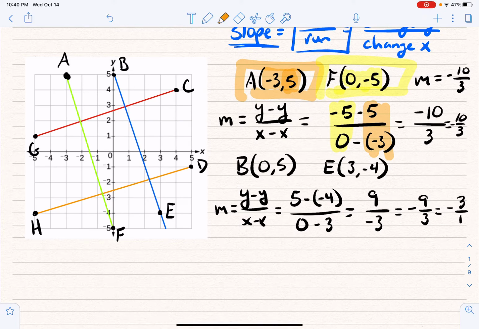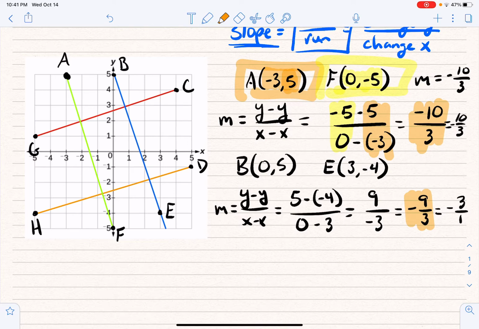My job right now is to say, are these two lines parallel? Is AF parallel to BE? Well, to be parallel, they'd have to have the same slopes. The slope of this one is negative 10 thirds, and the slope of this one is negative 9 thirds. While that's really close, it's not the same. So those two lines are not parallel.